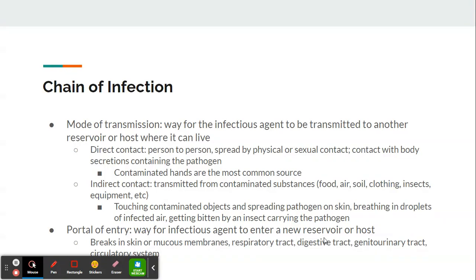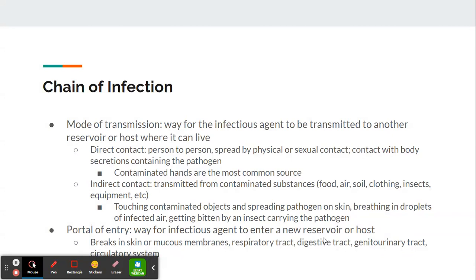Or we have indirect contact, where we have seen transmission from a substance, something like food, your clothes, equipment. So you're touching a contaminated object, and then that pathogen is being spread on the skin. You're breathing in the infected air that someone has now coughed or breathed out, or an insect that is carrying that germ has bitten you and now transmitted it into your body.